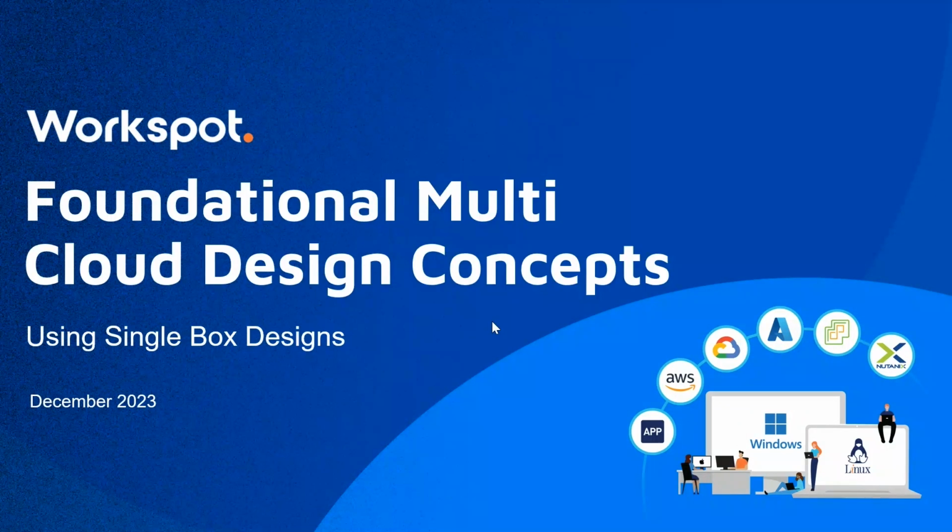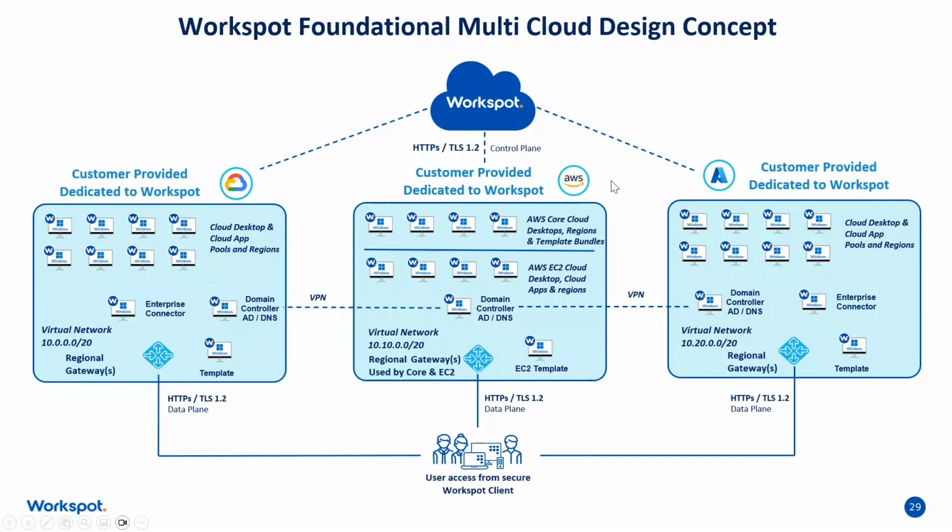Now, let's get into some multi-cloud design concepts, where we're using basically single box designs. If I look at a foundational multi-cloud, again, we get the Workspot control plane. Because it's isolated from the data plane, this provides tremendous flexibility. We've got GCP, AWS, Azure, and each has a single box. The foundation single box is still in play, and Workspot makes the connections to the IaaS. From the end user, we can access any one of these clouds from the Workspot client. We could provision the resources.